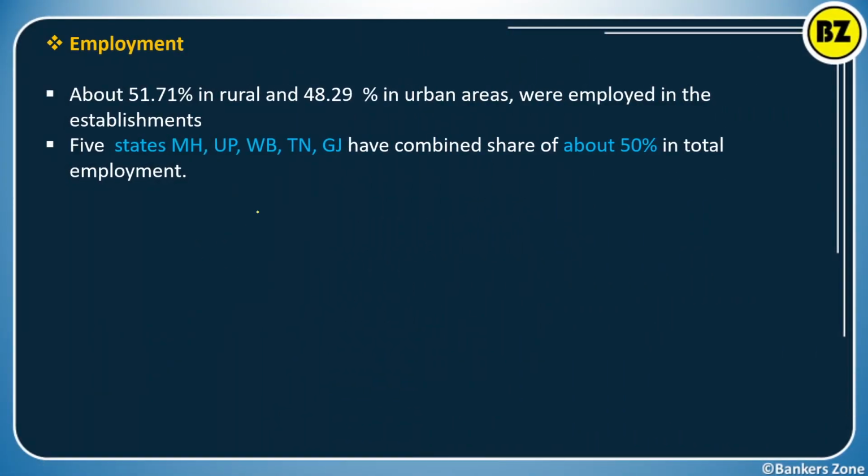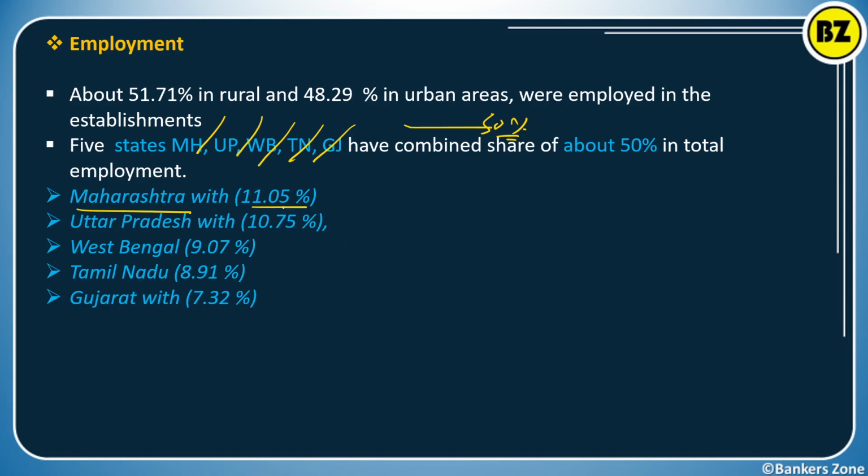Now let's have a look at employment. About 50%, that is 51.7% in rural and 48.2% in urban areas, was employed in the establishments. Take states: Maharashtra, UP, West Bengal, Tamil Nadu and Gujarat have a combined share of more than 50% in total establishment employment. Maharashtra has 11%, UP 10%, West Bengal 9, Tamil Nadu 8, Gujarat 7.